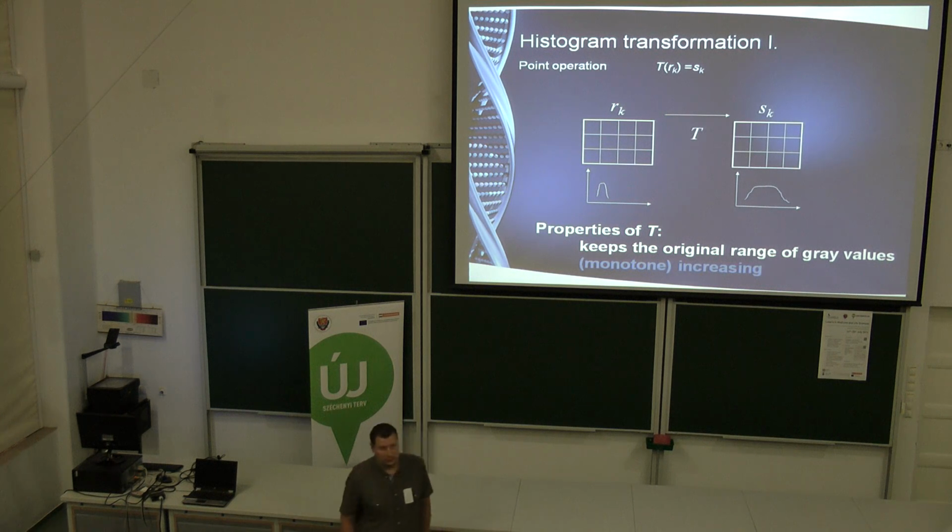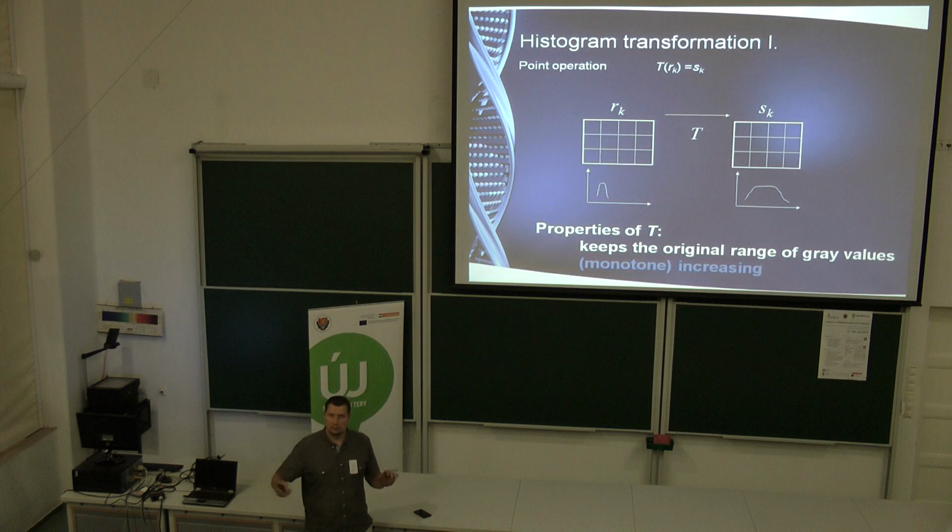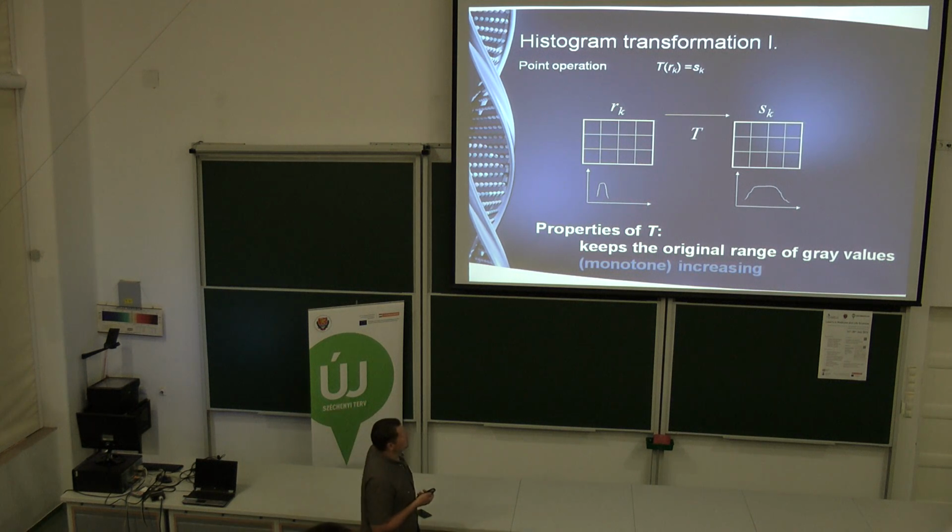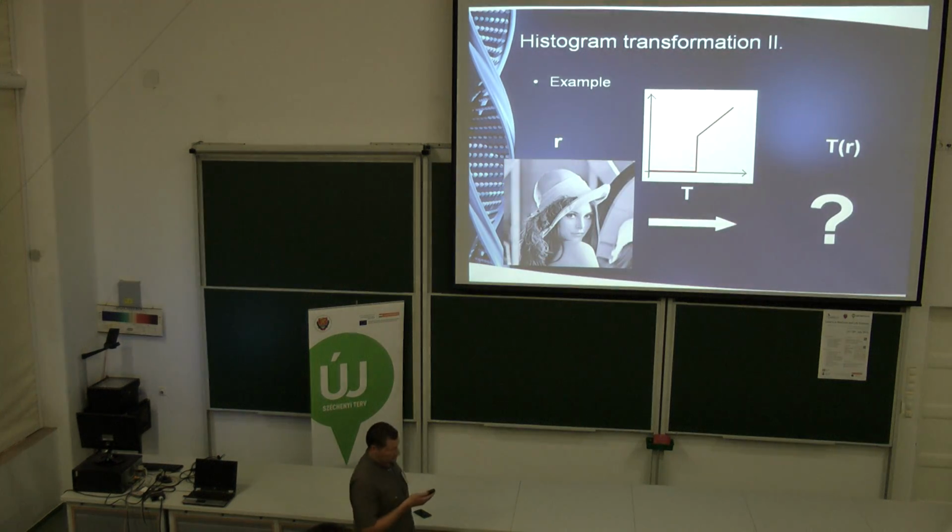And the easiest image analysis step is histogram transformation. Histogram transformation is a so-called point operation. We have a number, we transform it to another number. It's really easy. Classically, from the image processing community, the definition keeps the original range of values and is increasing. But basically we have a transfer function which transforms one pixel intensity to another.